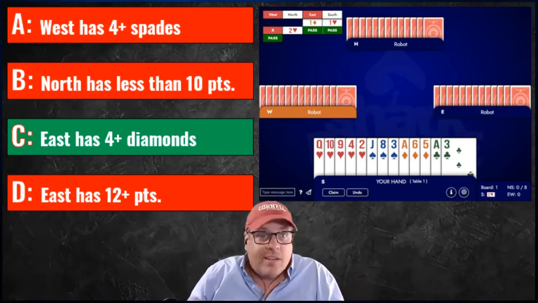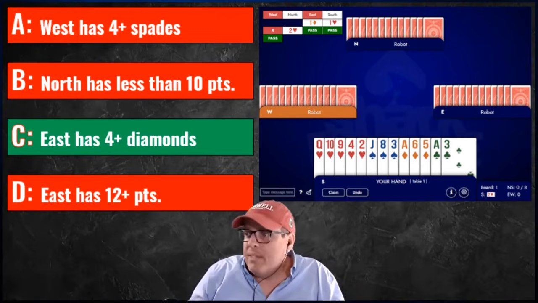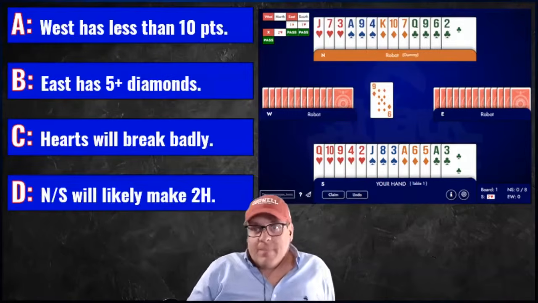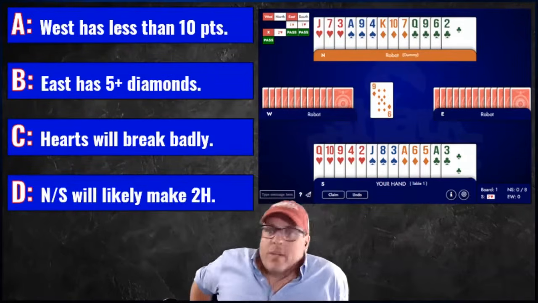So let's see the next case here. And let me make sure I press the right button. Okay. So now that the 9 of diamonds is led, we're on the same hand.